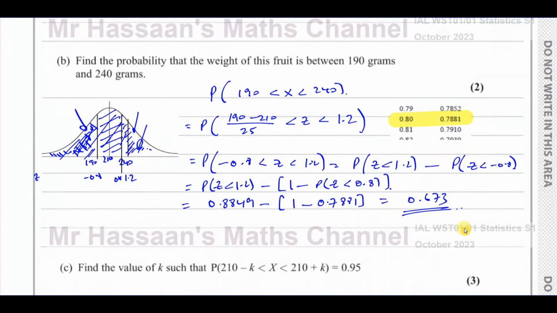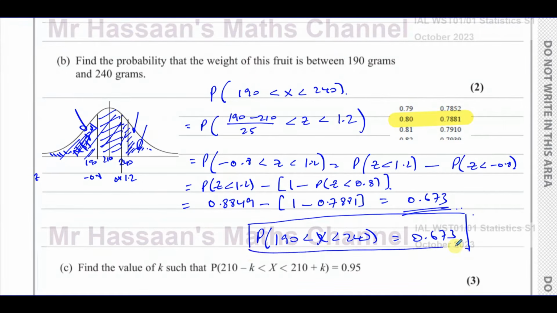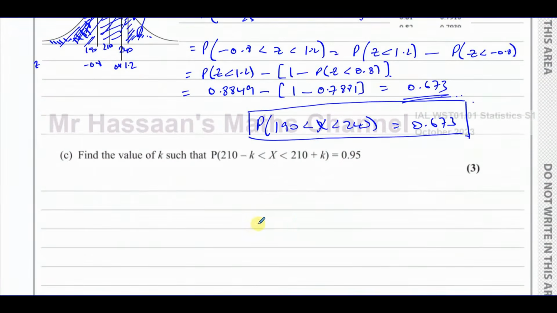That's the probability that x is between 190 and 240: 0.673. There's the answer to part B of this question, and we go on to part C. It says find the value of k such that the probability of x being between 210 minus k and 210 plus k is 0.95. So here we do have the situation of some sort of symmetry.